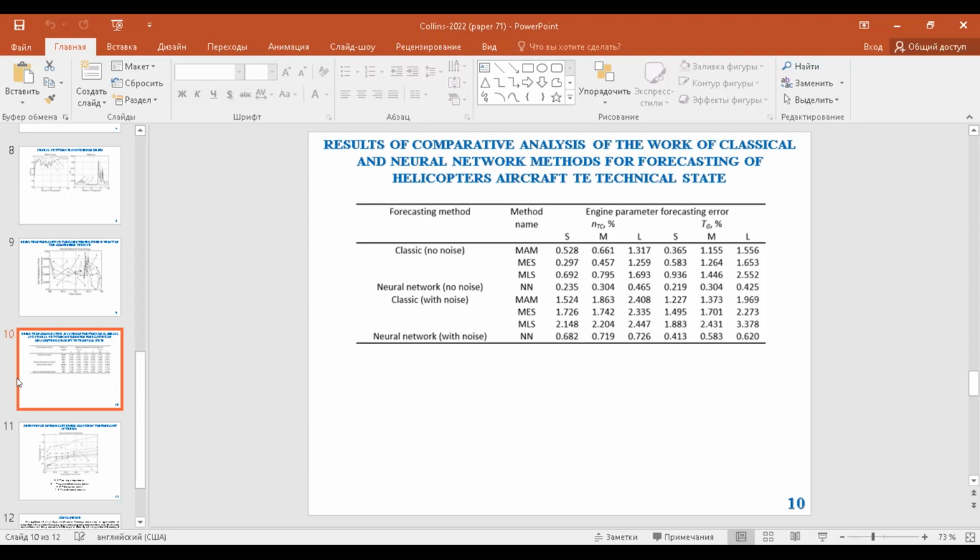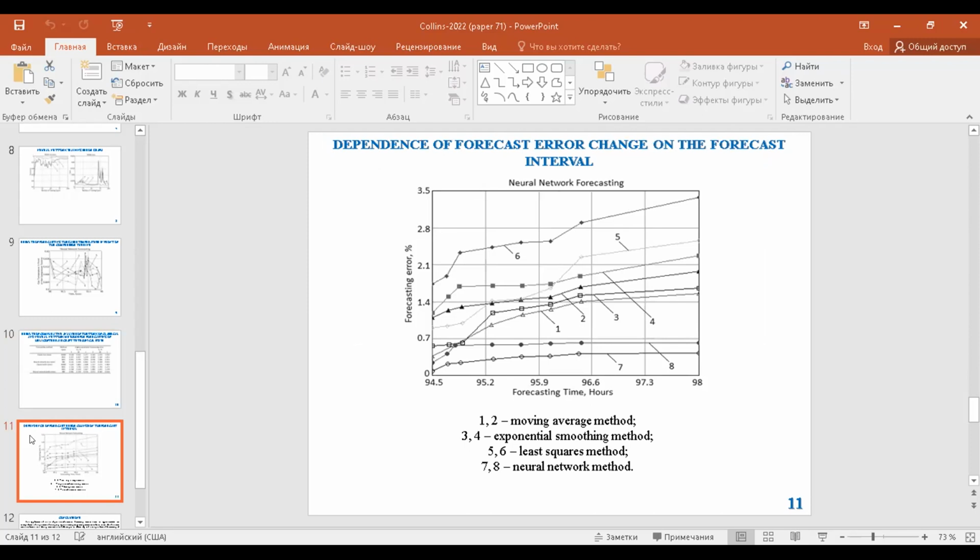In this figure, the forecast error for the gas temperature in front of the compressor turbine corresponds to the use of: 1 and 2, moving average methods; 3 and 4, exponential smoothing methods; 5 and 6, least squares methods; 7 and 8, neural network methods. The solid line corresponds to forecast error in the absence of noise, and the dash-dot line corresponds to forecast error in the presence of additive interference noise.